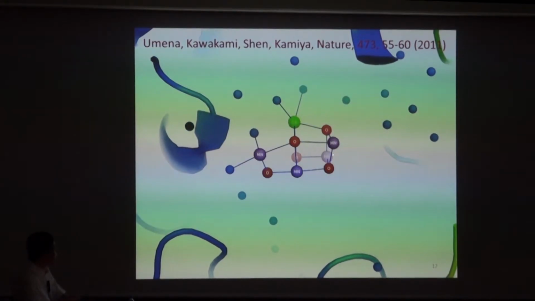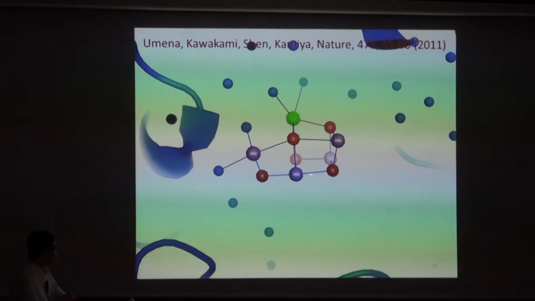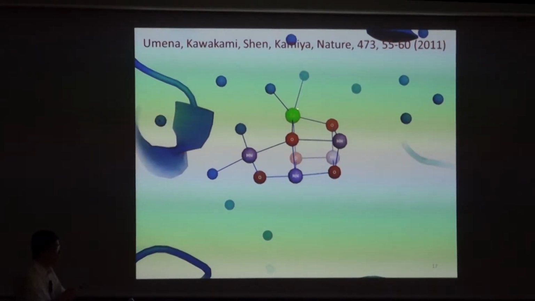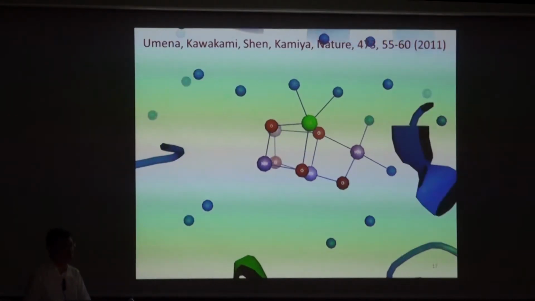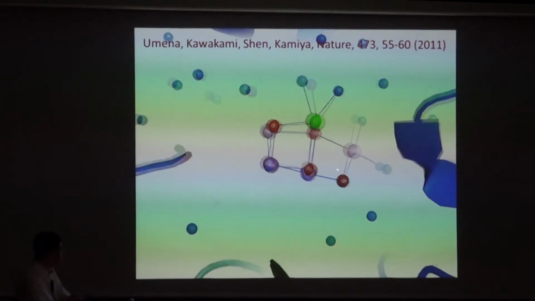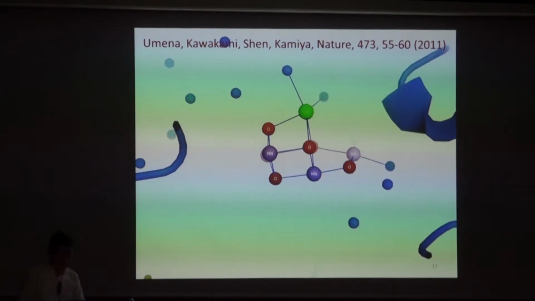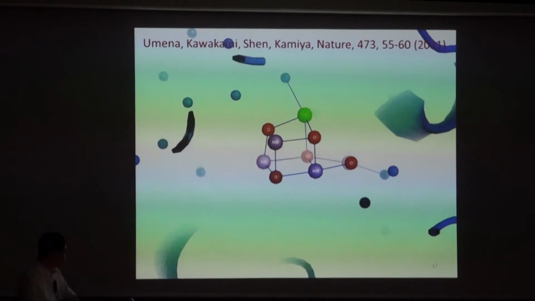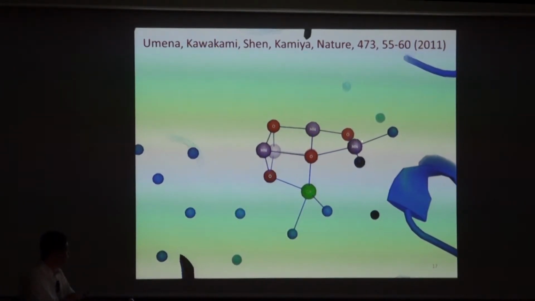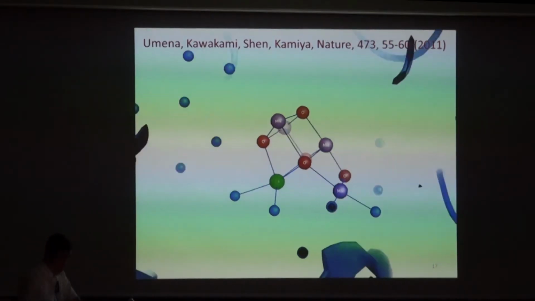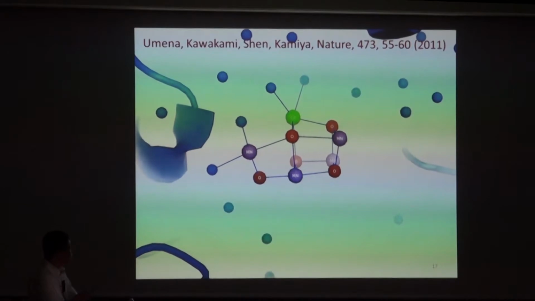And this cluster is composed of 4 manganese ions, these purple ones, and 1 calcium ion, which are connected by 5 oxygen bridges, oxo bridges. And there are 4 water molecules, these blue ones, which are terminal ligands. 2 water molecules are ligated to manganese, this manganese is called manganese 4, and 2 water molecules are ligated to calcium.